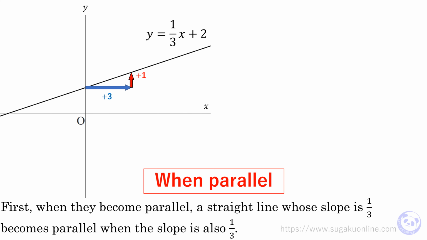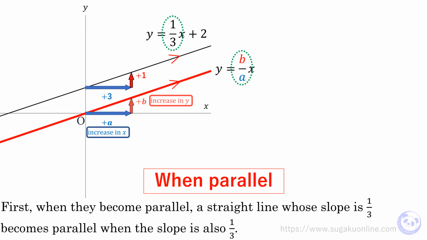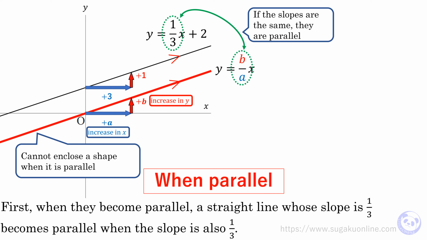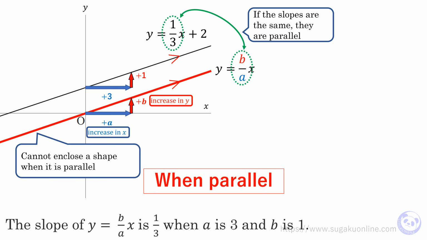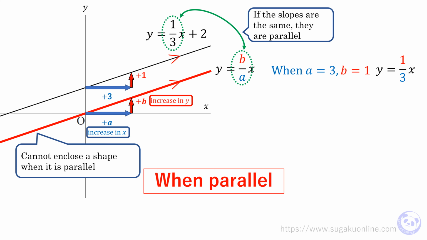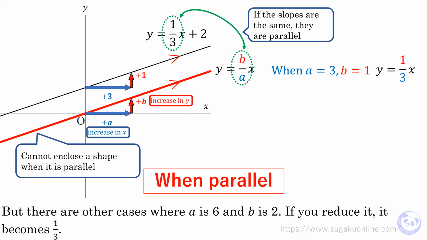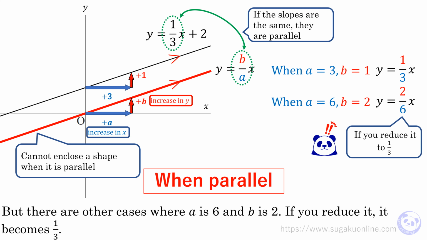First, when they become parallel, a straight line whose slope is 1 over 3 becomes parallel when the slope is also 1 over 3. The slope of y equals b over a x is 1 over 3 when A is 3 and B is 1. But there are other cases where A is 6 and B is 2. If you reduce it, it becomes 1 over 3.